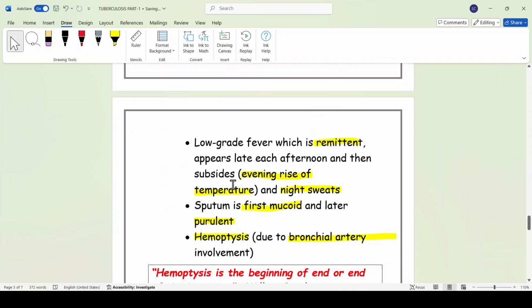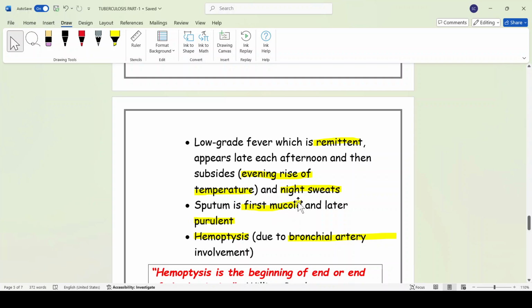Now, what is the specific type of fever? Fever is low grade, which is remittent. It will appear late each afternoon and then it will subside. And this is called evening rise of temperature. The fever usually appears late each afternoon and then subsides as the night approaches. So it is called evening rise of temperature. In the evening time, there will be a rise of temperature. And there will be night sweats, which is sweating at night time.